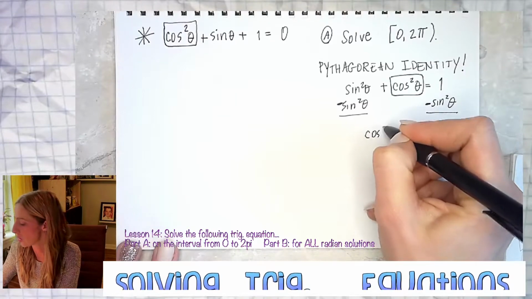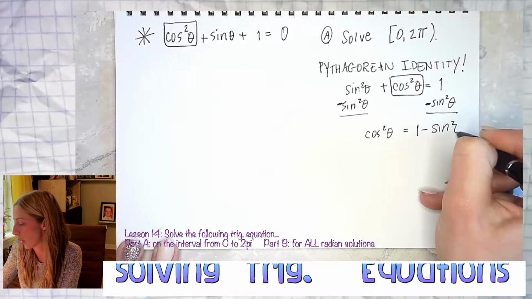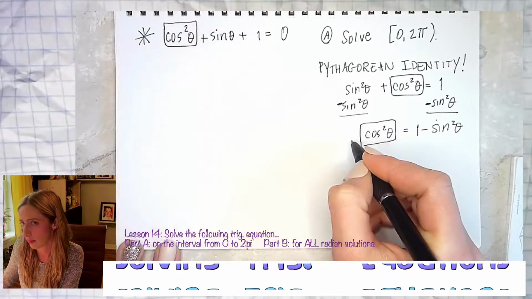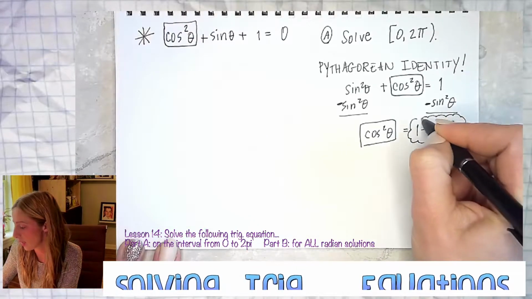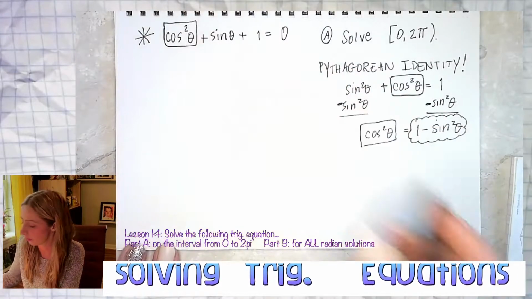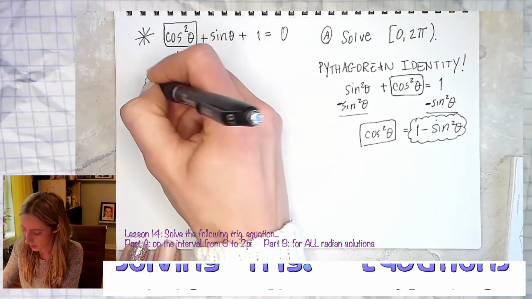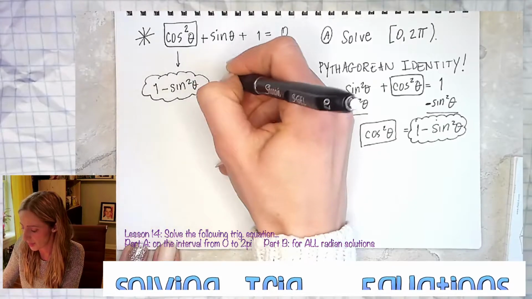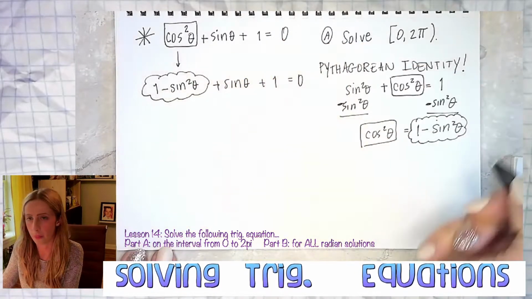So I have cosine squared theta equals 1 minus sine squared theta. I'm going to take cosine squared theta, which happens to equal 1 minus sine squared theta, and I'm going to use substitution. I'm going to substitute that in right there. Then I get one step closer to my goal: 1 minus sine squared theta plus sine theta plus 1 is 0.